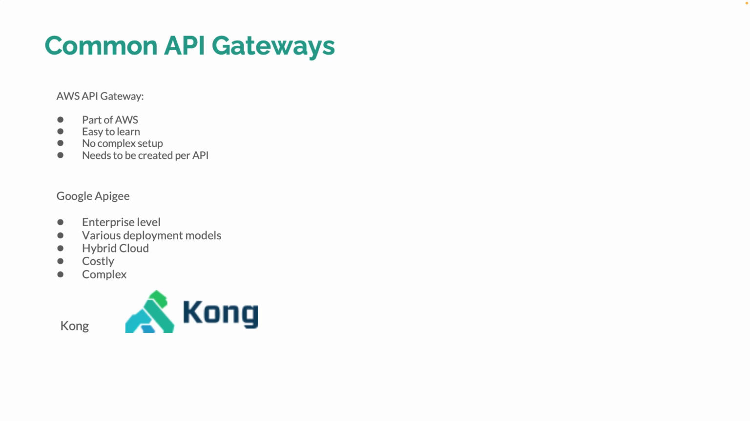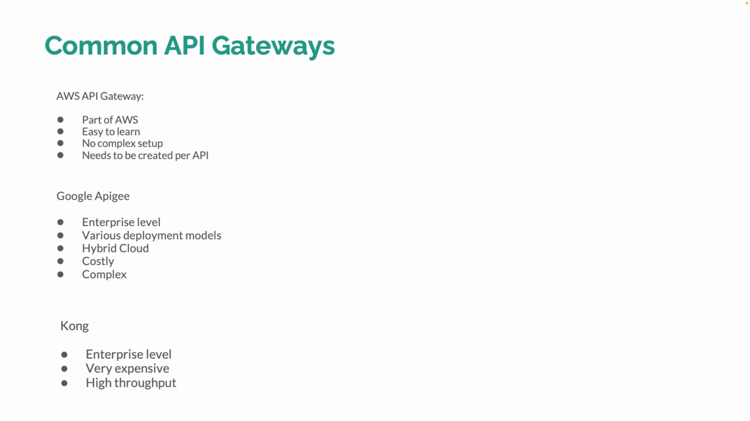Another very popular tool for API gateway is called Kong. Kong is also an enterprise level API gateway and it's quite expensive. It's even more expensive than Google Apigee, but it supports a very high throughput. So if you work for a company that has millions and millions of users and the amount of requests that come through is really high, you may want to think about Kong.